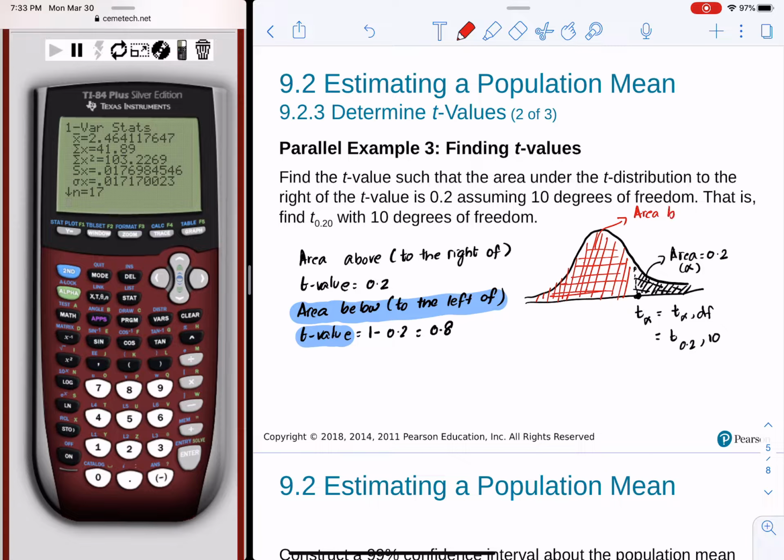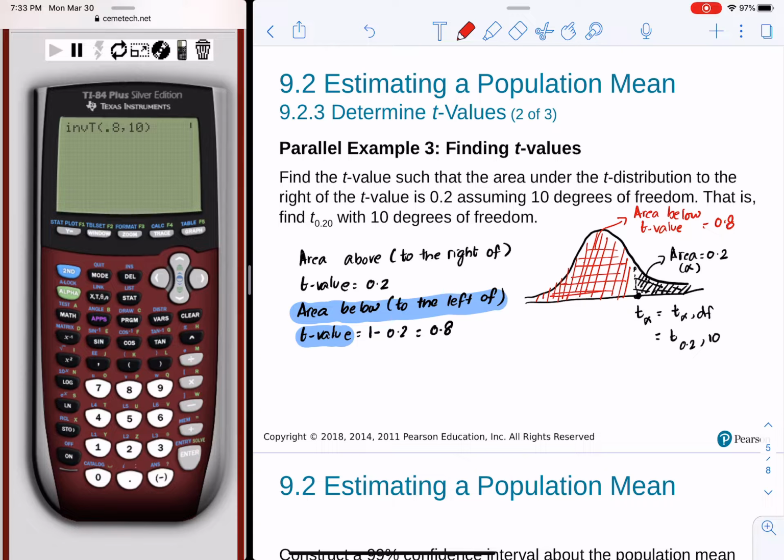So area below, t-value. Let us press second vars, and option number 4 is inverse t. First we enter the area below, which is 0.8, then we enter the degrees of freedom, which is 10.